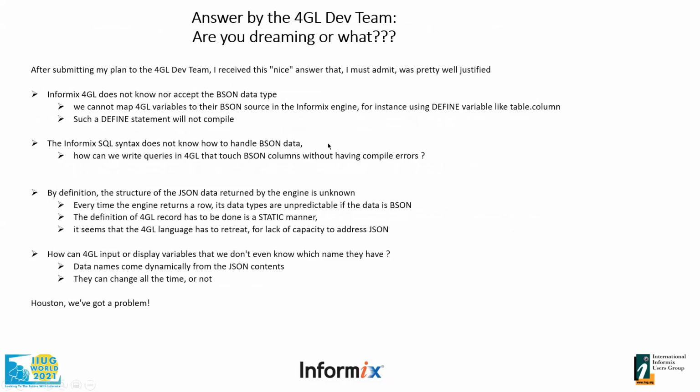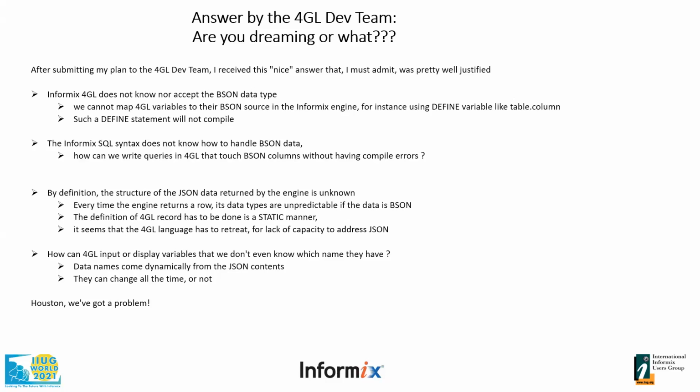They would ask me a number of bad questions that they will ask of the DBA, which is, okay, guys, Informix 4GL does not accept the BSON type. They cannot map a 4GL variable to a BSON column of the database engine. For instance, in a define statement, no way to have this kind of define statement, it will not compile. Other issue, syntax. Unless you prepare it in a special way, you might have compiling issues with that.